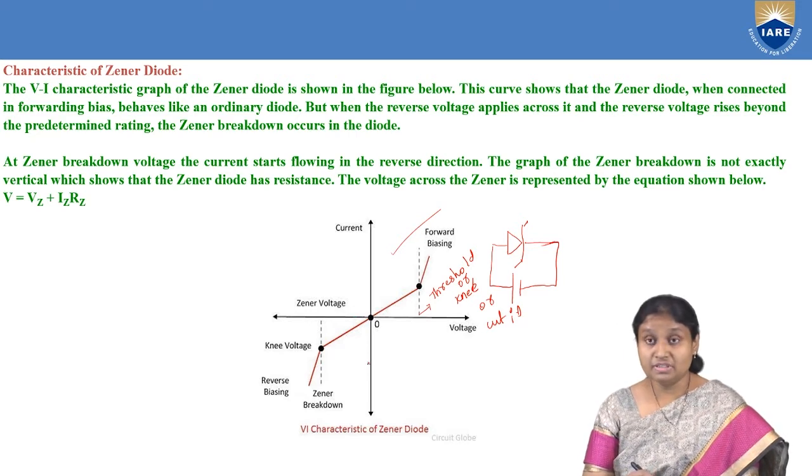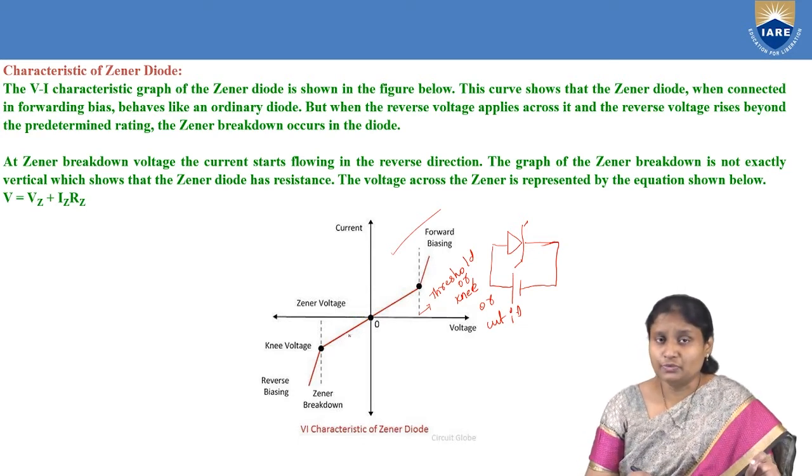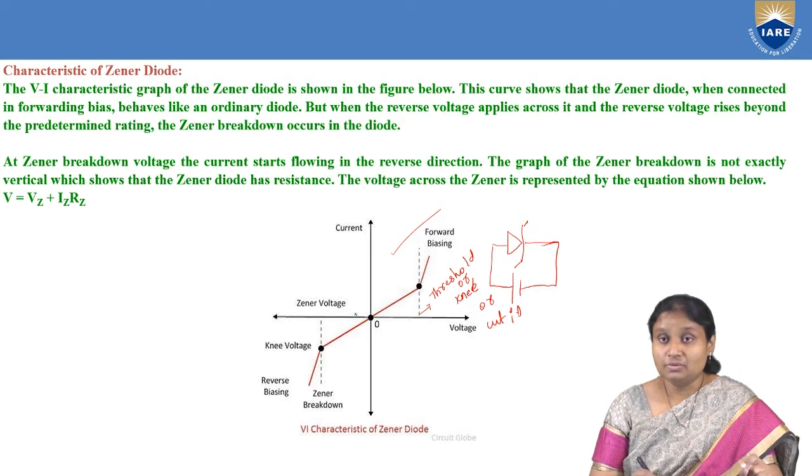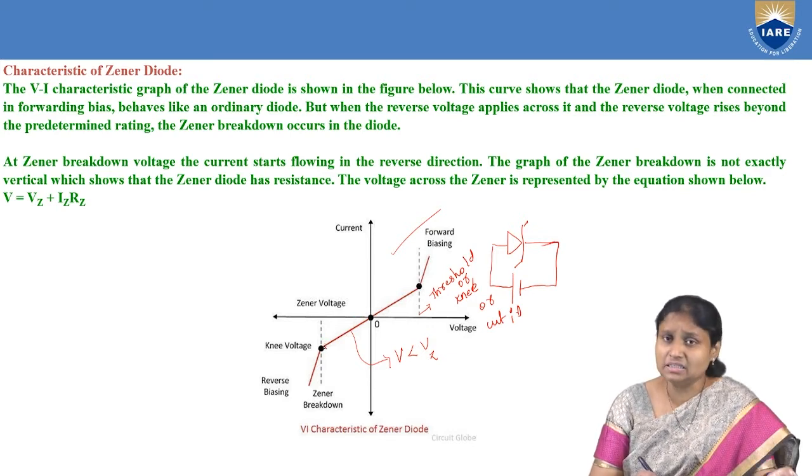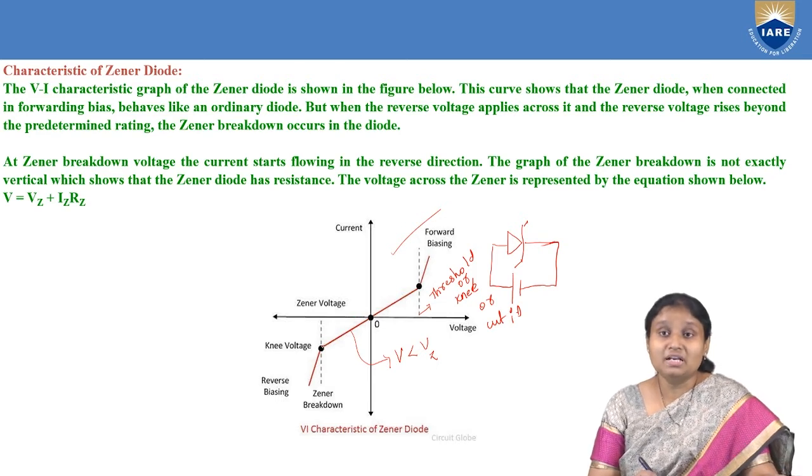But when we reverse bias the Zener diode, if we compare it with a normal diode, there is only a small amount of current flowing. At a low reverse bias voltage, where the supply voltage is less than our Zener voltage, there is negligible current flowing across the Zener diode. But once we come to the voltage called the knee voltage, also called the breakdown voltage or Zener voltage, there is a sudden increase in the reverse current.